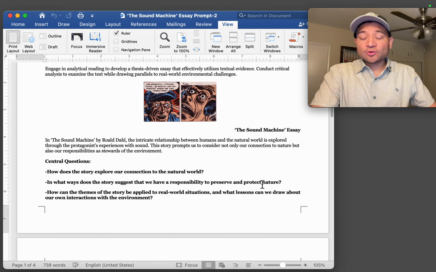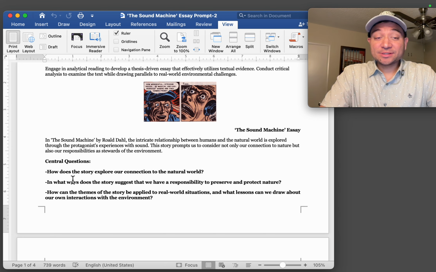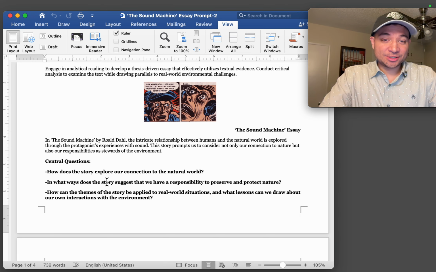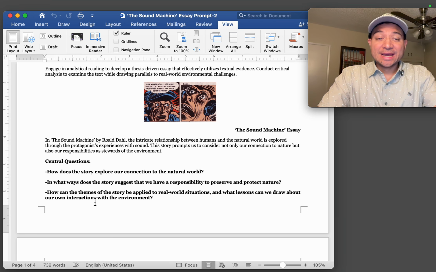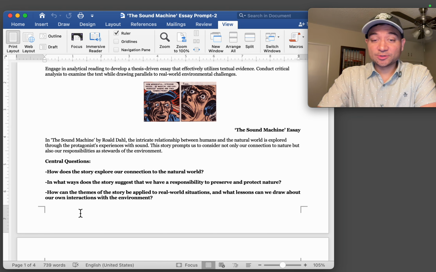So, our central questions for this paper are as follows. How does the story explore our connection to the natural world? In what ways does the story suggest that we have a responsibility to preserve and protect nature? How can the themes of the story be applied to real world situations? And what lessons can we draw from our own interactions with the environment?